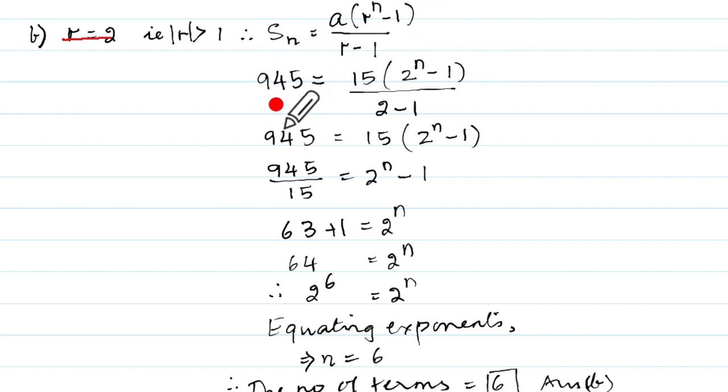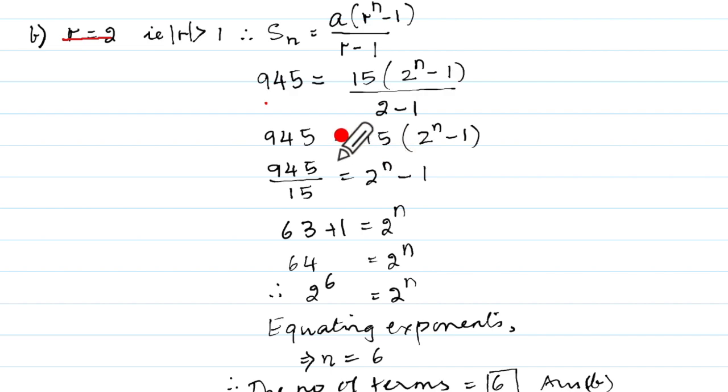Now we substitute. The sum was given as 945. A value we already found out as 15 into bracket 2 to the power n minus 1, since R value is 2. And R minus 1 becomes 2 upon 2 minus 1, which is 1. Now that 1 multiplies here, so it is 945. 15 into this as it is, the numerator.